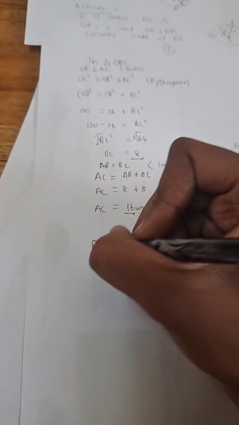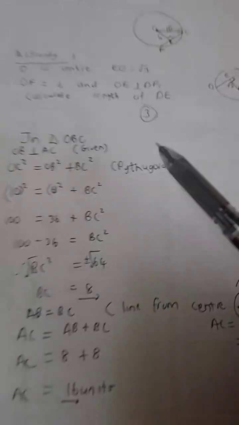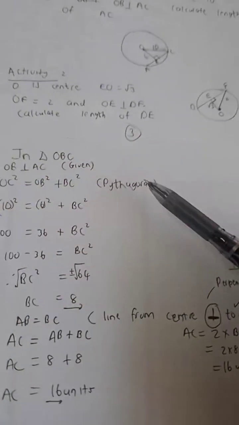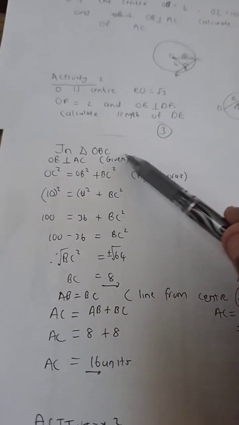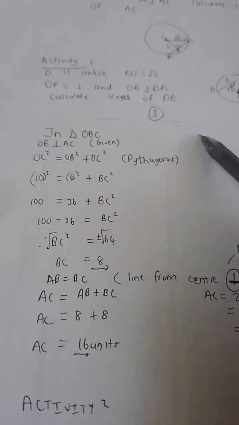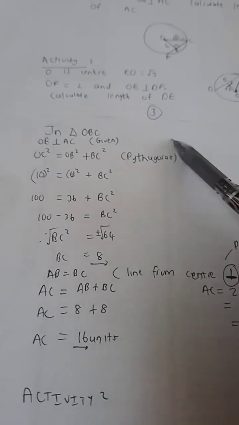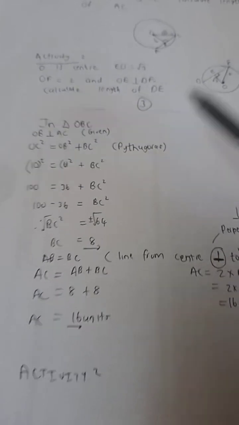Let's look at activity 2. So my round of applause to all the people that made sure that the reasons were there. You see, guys, reasons. OP is perpendicular to AC, that's given. This then gives me grounds to use Pythagoras. I write the reason for Pythagoras. Please, guys, don't ever forget, whenever you are using Pythagoras, write it as the reason.